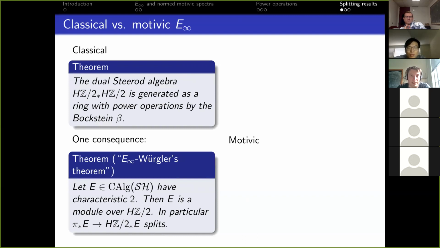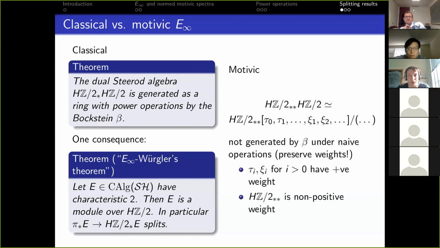So there's this philosophy basically that every result in classical homotopy theory is somehow mirrored in motivic homotopy theory. So of course the same thing has to be true, right? So let's try and prove that. And so what you do is this: let's try to prove that the motivic dual Steenrod algebra is generated by the power operations. The naive power operations should be good enough. It should be generated by the Bockstein. So first of all, you have to compute the motivic dual Steenrod algebra.